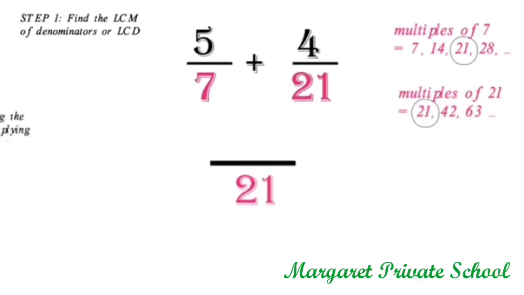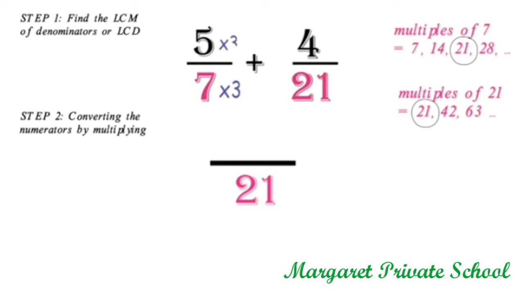Step 2. Converting the numerators by multiplying. Our next step is to find what number multiplied by the 7 gives the LCD. We know that the number is 3. 3 is the number that multiplies 7 to give 21. We multiply the numerator by the 3. So we did 5 times 3. This equals 15. We do the same for the second fraction.